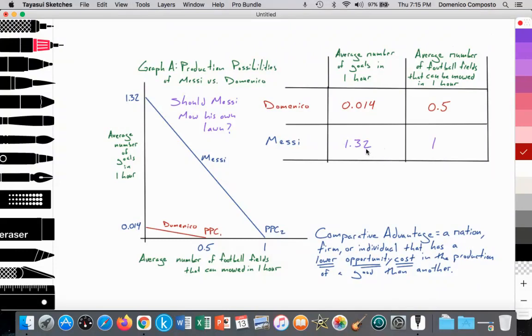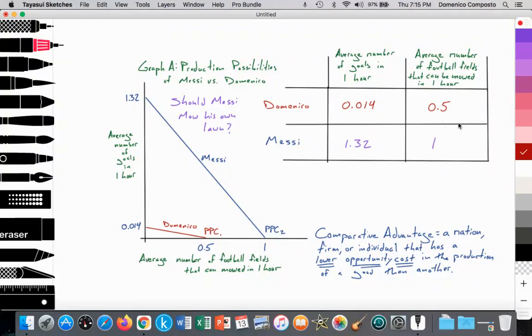And here we can see that with Lionel Messi, every time Lionel Messi spends 1 hour cutting the grass, he lost the opportunity to produce 1.32 goals. Okay, again, every time Lionel Messi spends 1 hour cutting 1 football field, he lost the opportunity to score 1.32 times. So right here we see the opportunity cost. 1 football field will cost him the ability to produce 1.32 shots in a 1 hour game.